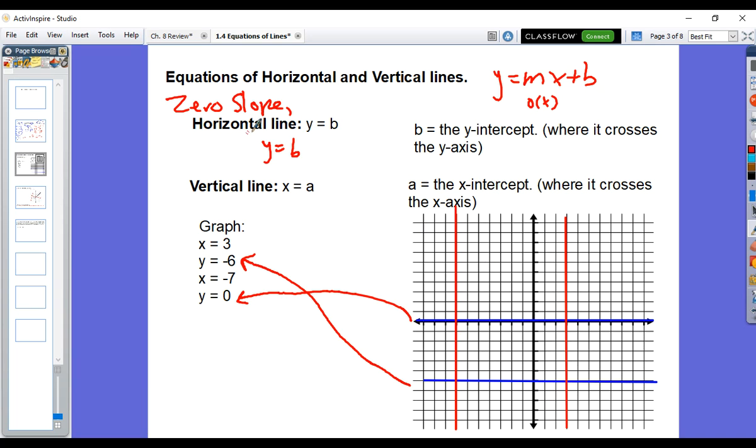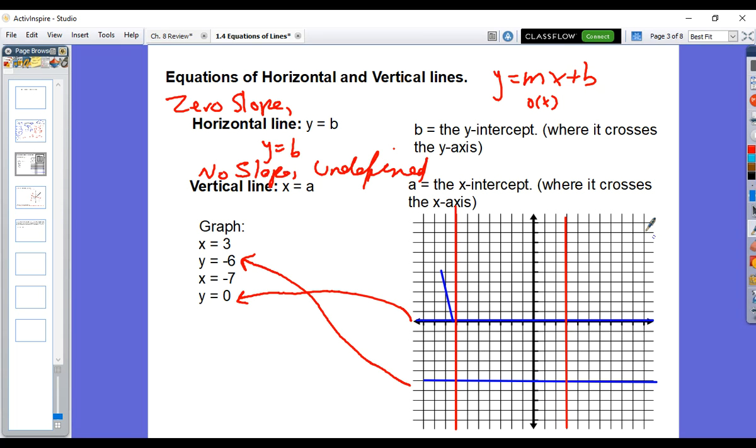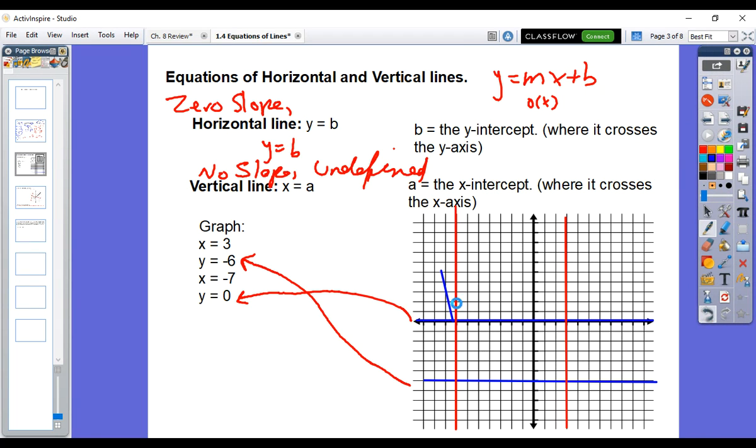Now here, because x equals a number, we have no slope, because it climbs infinitely up or goes infinitely down. No slope, also known as undefined. These equations are similar to the x one. So wherever your line goes through that x value on the x-axis, that is the equation.